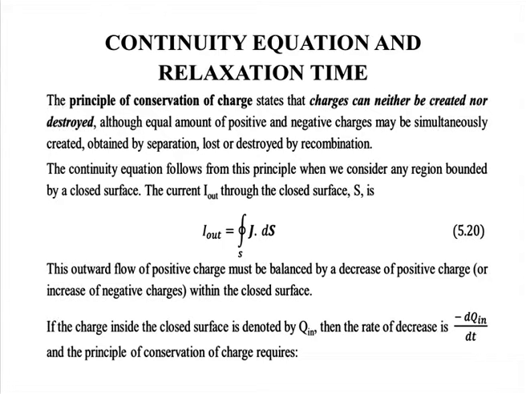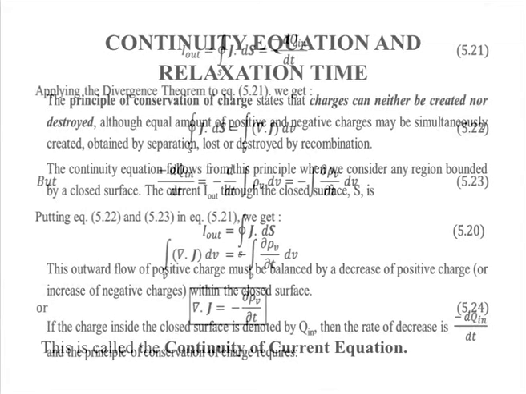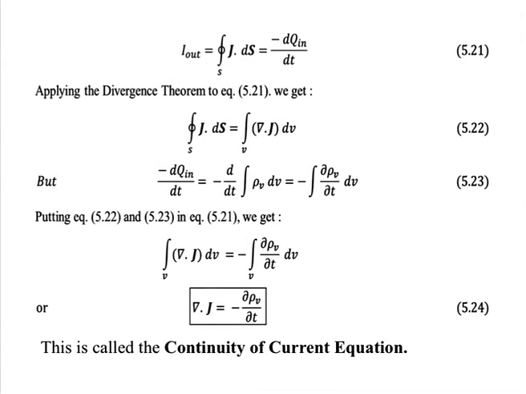If the charge inside the closed surface is denoted by q in, then the rate of decrease is given by minus dq in by dt, and from the principle of conservation of charge, I out, which is equal to the surface integral of J dot ds, will be equal to minus dq in by dt. If we apply the divergence theorem to the surface integral, it gets converted into a volume integral, and that finally gives us minus dq in by dt, which is equal to minus the integral of del rho v by del t into dv.